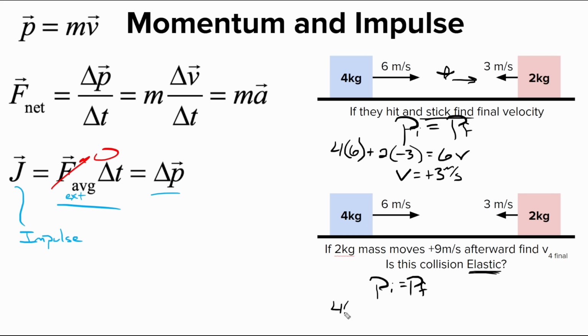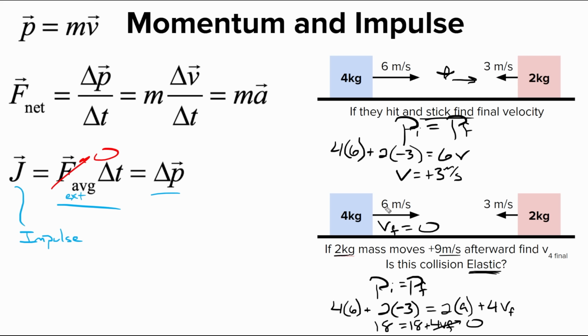So again, 4 times 6 mv plus 2 times negative 3 mv equals, it says afterward, the 2 kilogram mass moves 9 meters per second. So 2 times positive 9 plus 4 times unknown v final. But if you add up this whole side here, this whole side is 18 equals 18 plus 4v final. The only way this can be true is if v final is 0. So the 4 kilogram mass isn't even moving afterward. The v final of the 4 is going to be 0 afterward.